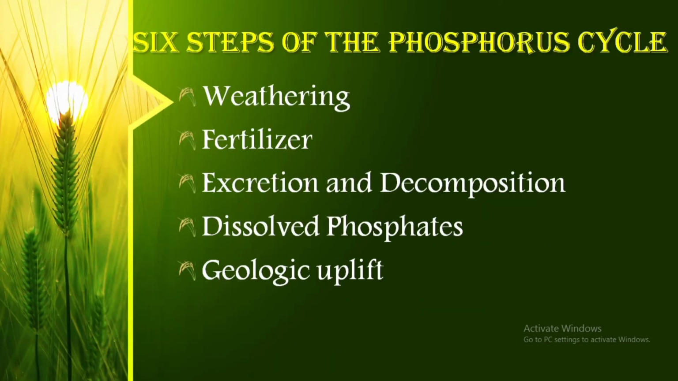Number 1, weathering of uplifted rocks contributes phosphate to the land. Number 2, phosphate fertilizer applied to the field can run off directly into streams, become a part of the soil pool or be absorbed by plants. Number 3 is excretion and decomposition. And number 4, dissolved phosphates. And number 5, geologic uplift. And number 6, again weathering. So these are the important steps of the phosphorus cycle.